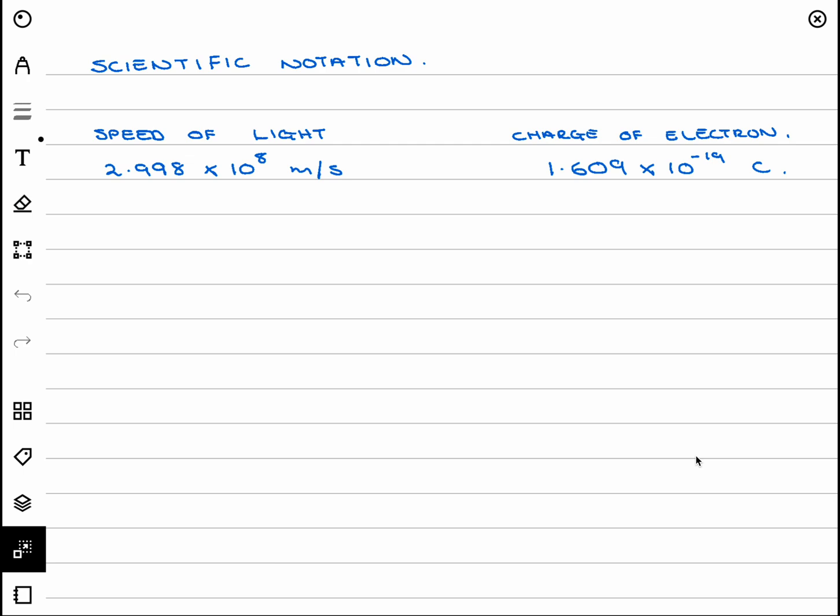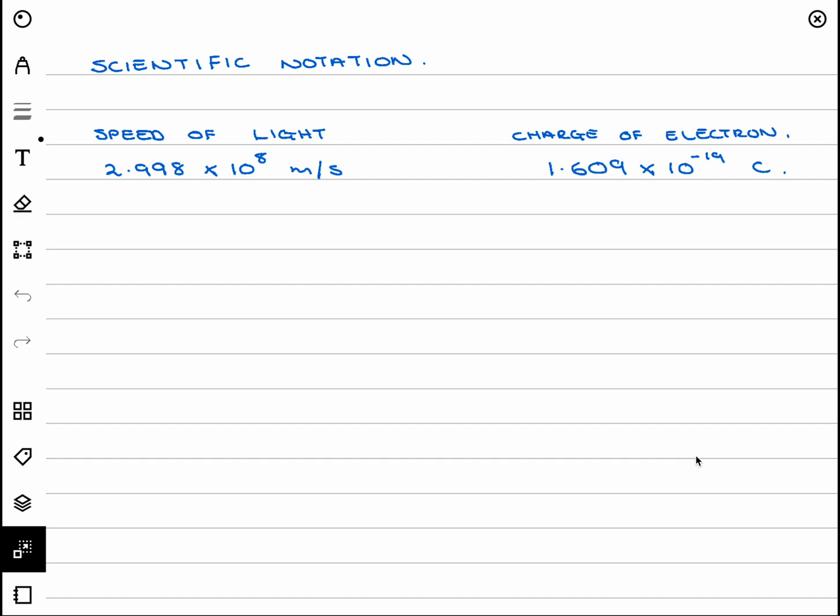So the first value is the speed of light. The speed of light is the fastest known speed in the universe. Okay, so nothing travels faster than the speed of light. And that speed is expressed as 2.998 times 10 to the 8 meters per second. Now, for reference, if you were traveling at the speed of light, you could probably circumnavigate, which means go around the length of the equator, 8 times in 1 second.